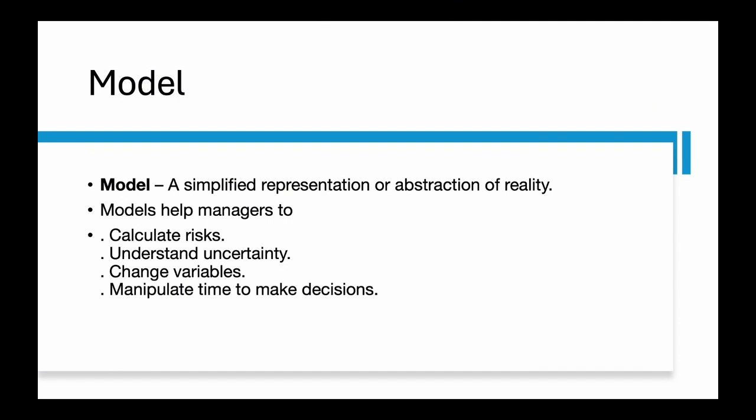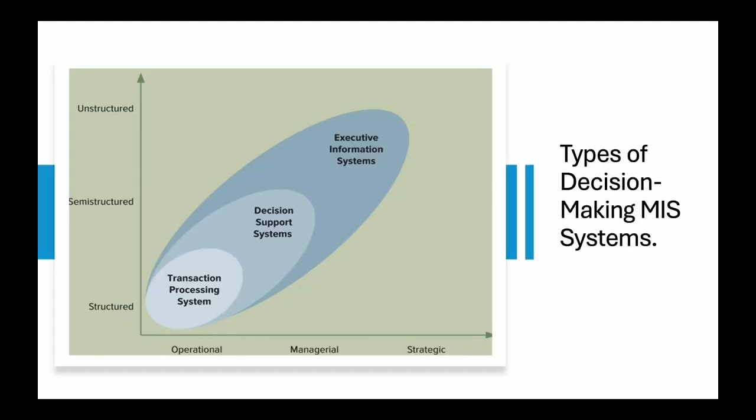And the types of decision making: MIS systems. The transaction processing system is for operational, structured decisions, the decision support system is for managerial, semi-structured decisions, and executive information systems are for strategic, unstructured decisions.